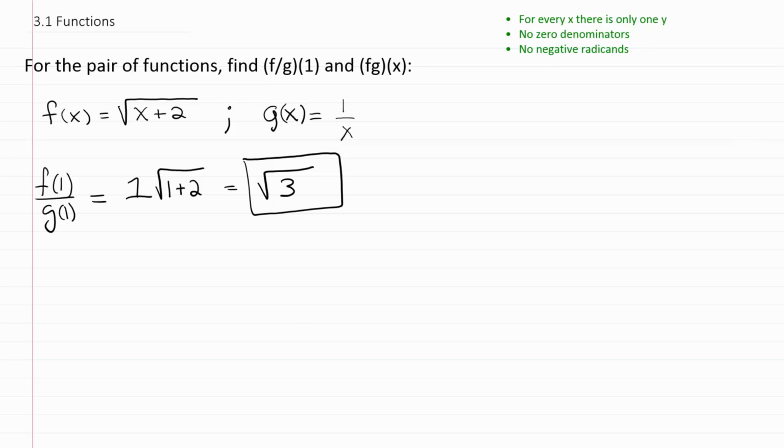All right, so let's look at the next one then, f times g of x. So we're looking at f times g of x. Well, here we don't want to evaluate it at anything. We just want to basically come up with the function that results. So it's literally going to be just f of x times g of x.